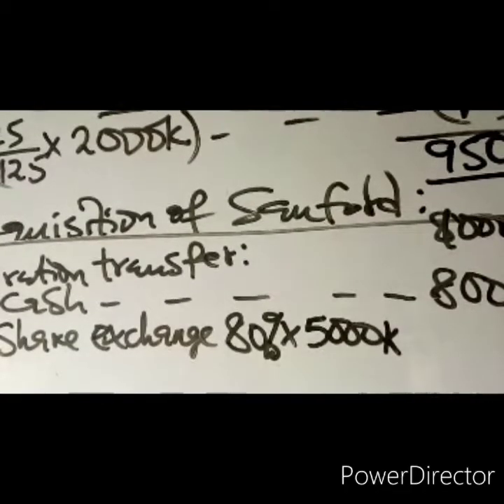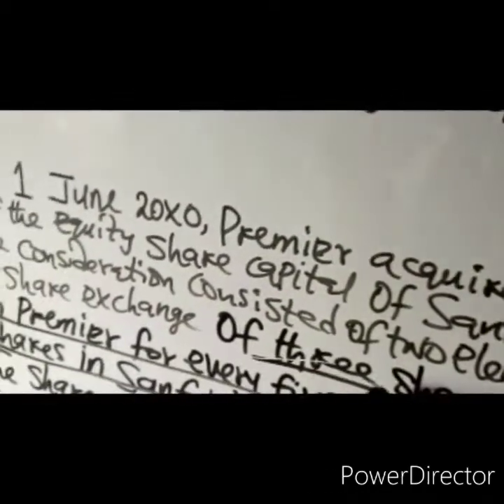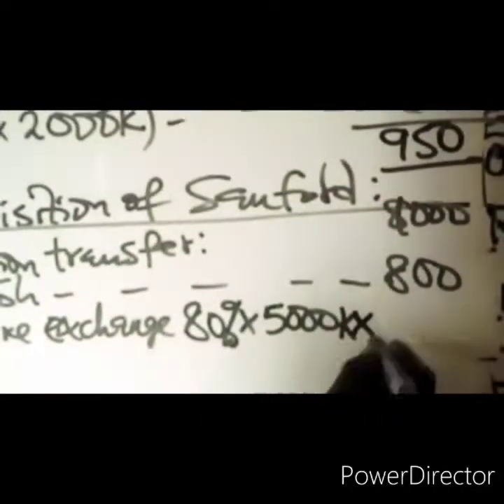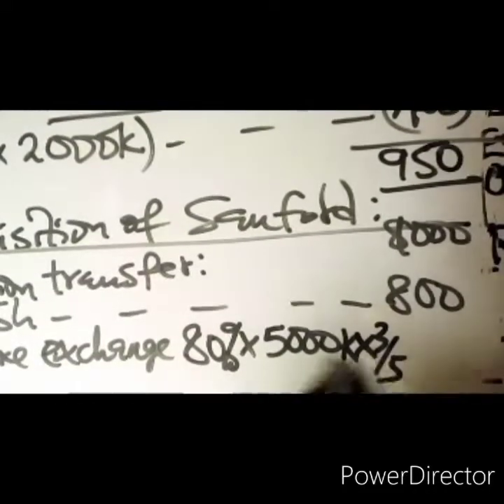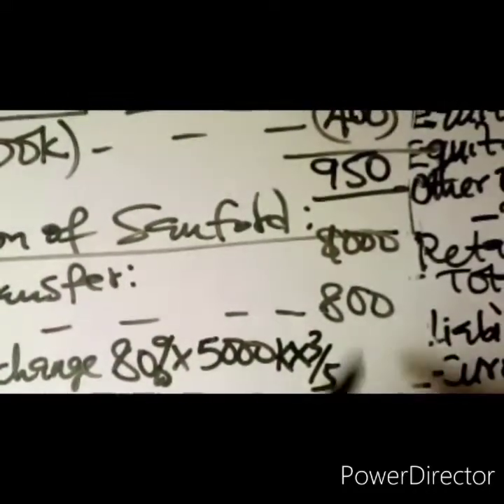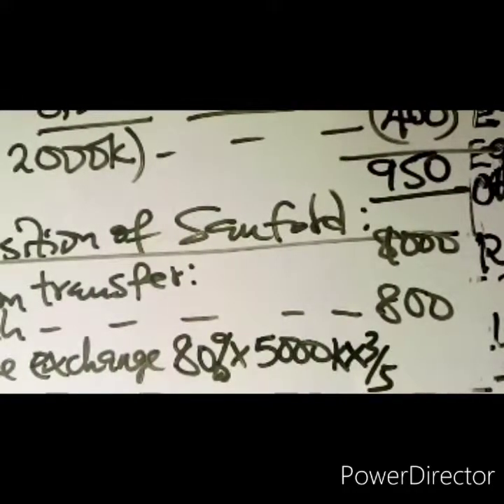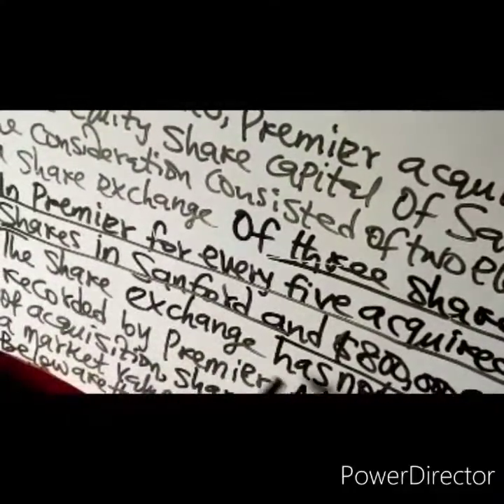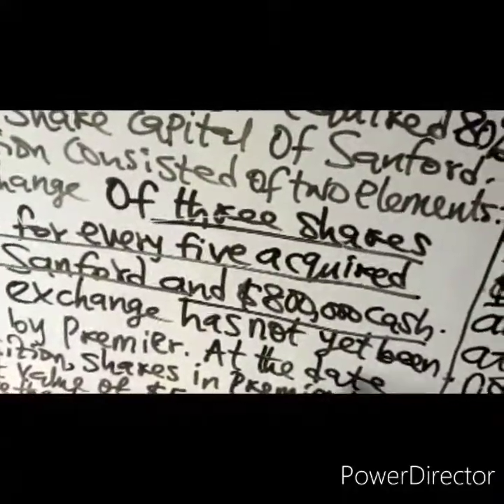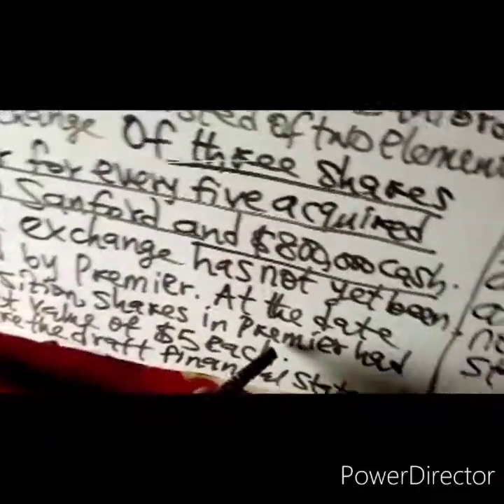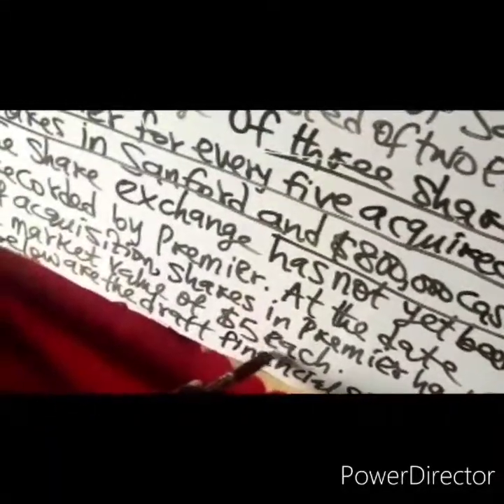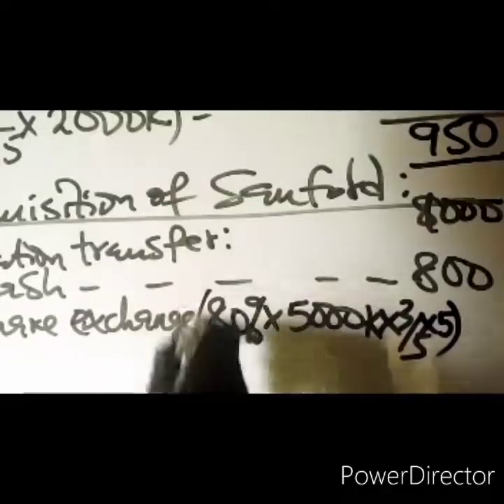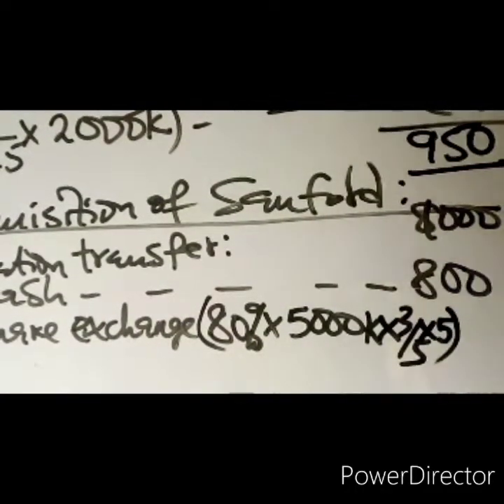Then, a share exchange of 3 shares in Premier for every 5 acquired. They will give the shareholders of Sanford 3 shares for 5 shares. If they acquire 5 shares, they will give them 3 shares in return. Then you will also need the market price of the parent to value it. The share exchange has not yet been recorded by Premier. At the date of acquisition, shares in Premier had a market value of $5 each, so that will give you the consideration for the shares.